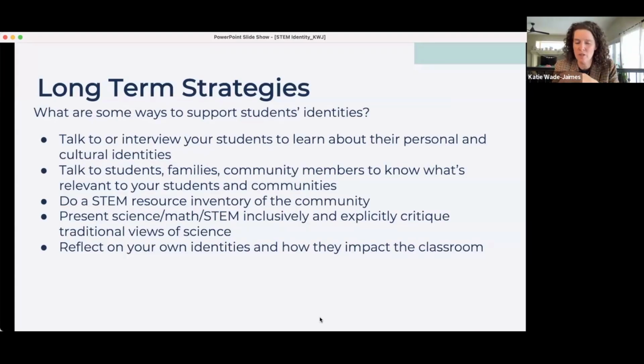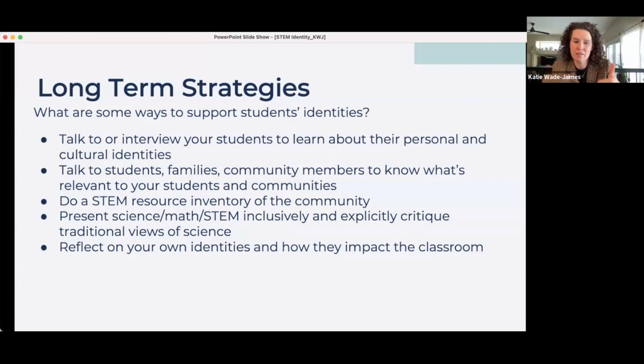Do a STEM resource inventory of the community. This could mean formal things like museums and STEM centers, but it can also mean, what are the playgrounds that my students go to? What kinds of places do they hang out in after school, and how can I connect STEM to that?